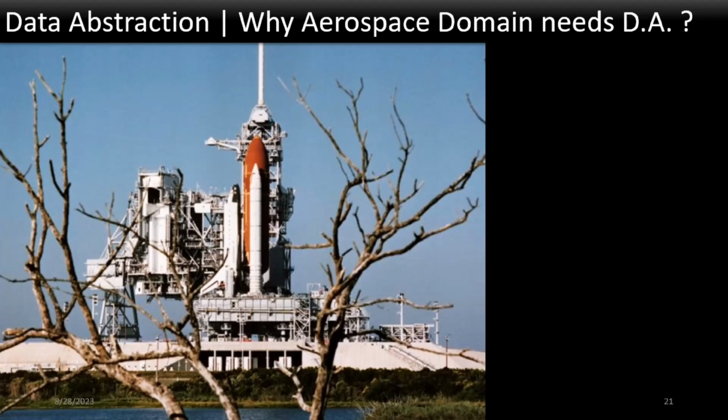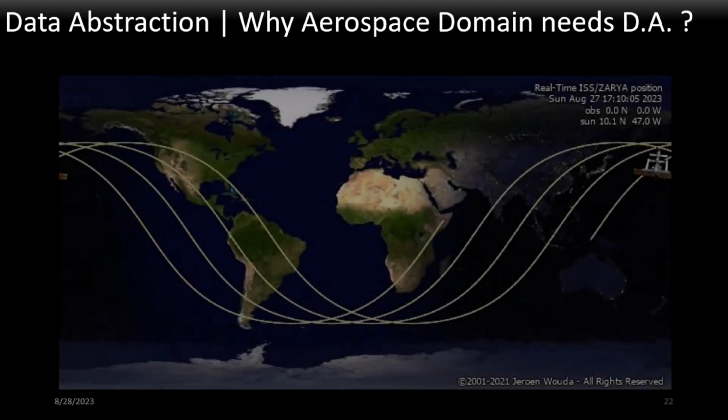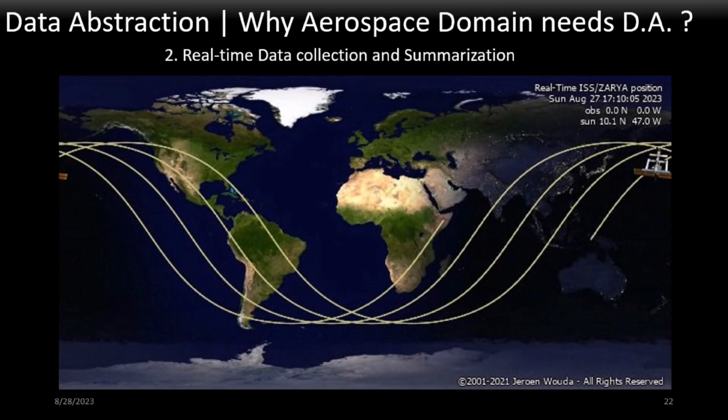What are the applications of data abstraction in the aerospace domain? First thing would be complex data management. Collecting all the data and managing those data is really tedious, and this is done using the data abstraction method. Next would be real-time data collection and summarization. Satellite data about weather forecast, climatic conditions, space exploration, solar radiation, and cosmic energy are collected in real time and summarized quickly within a period of time. Those things are applications of data abstraction.